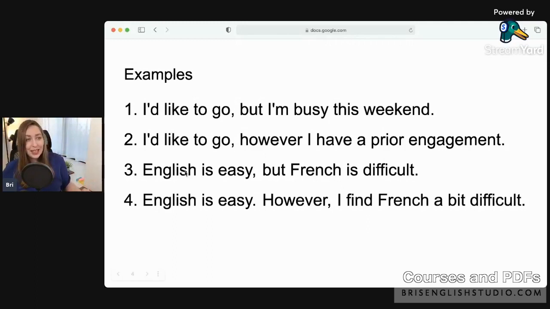Okay? The next one, English is easy, but French is difficult. Okay, English is easy, but French is difficult. Next one, English is easy. However, I find French a bit difficult. Sounds a little bit more formal. Of course, you can simply replace but with however. That is okay. But I'm just trying to show you the difference that a native speaker might use.